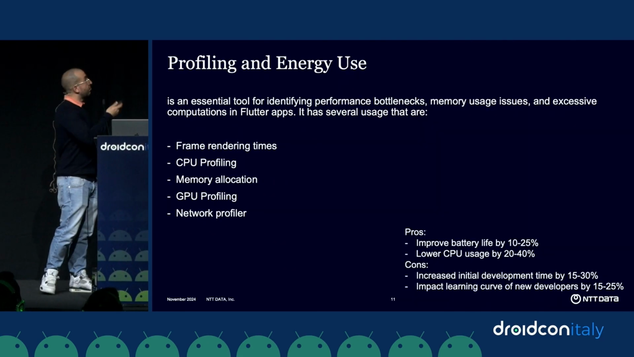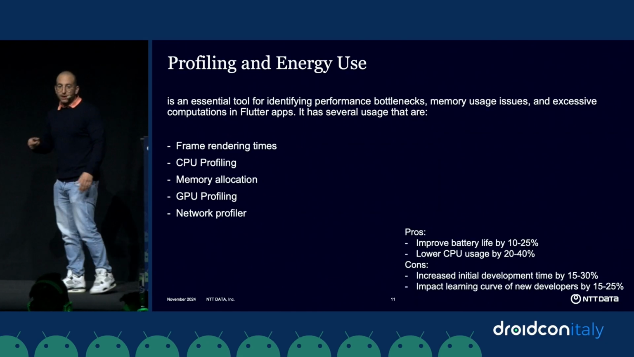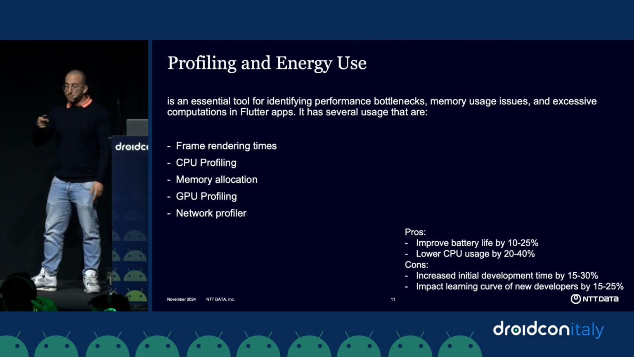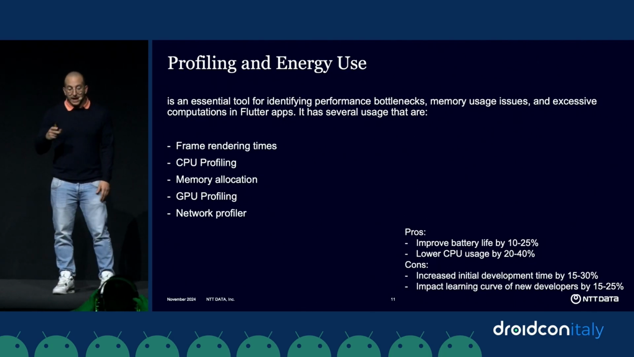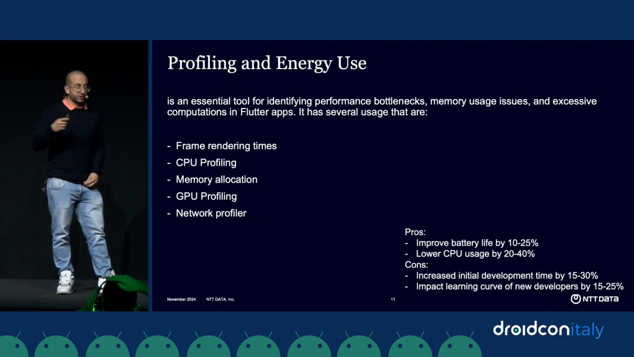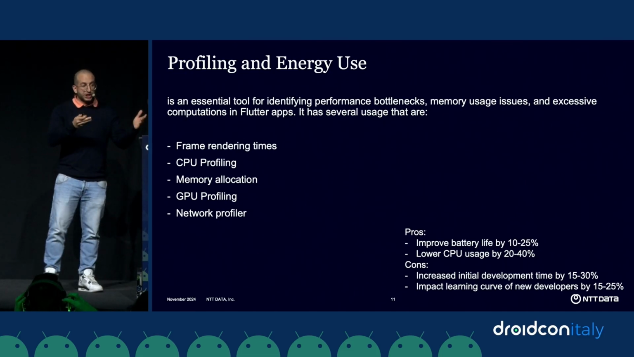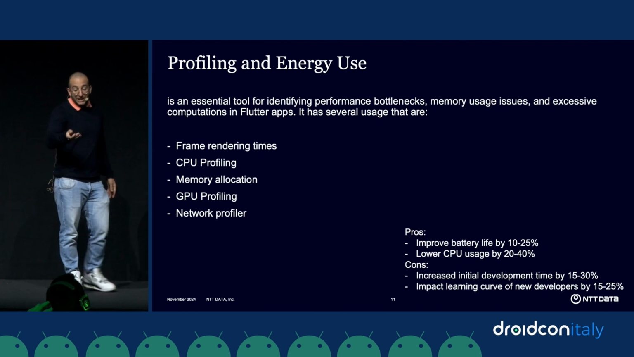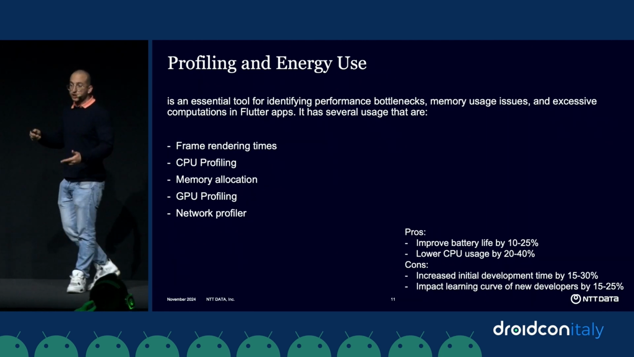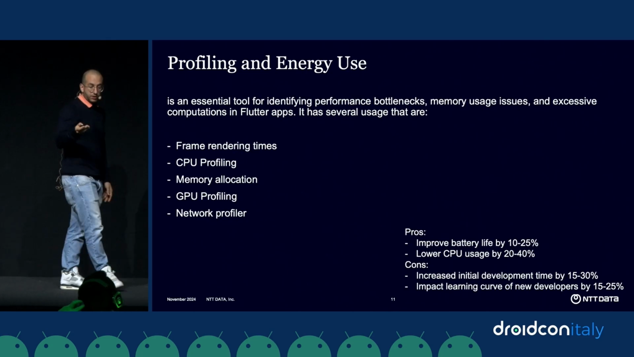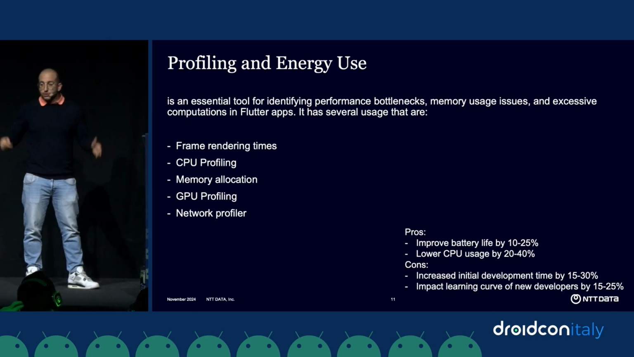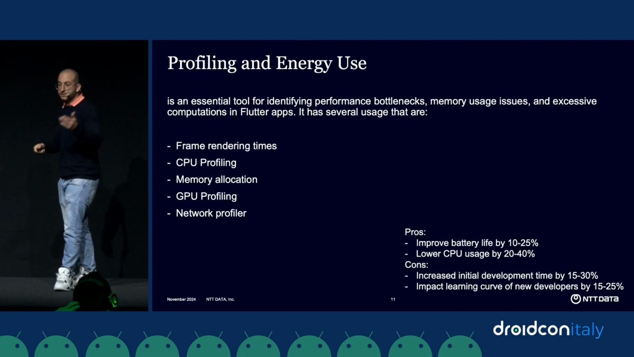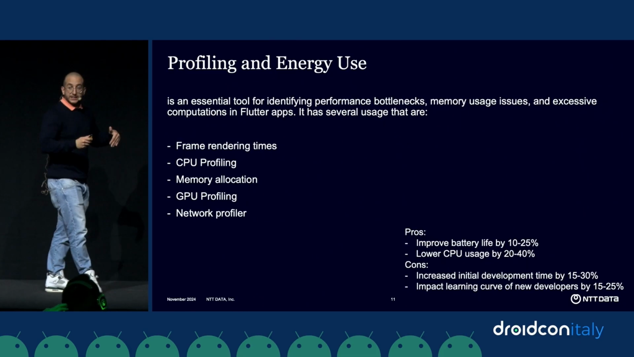Now I'm showing you some pros and cons based on my experience and my colleagues' experience of following these steps. We can improve battery life by 10-25% and lower CPU usage by 20-40%. This is not for our machine or our device, but for the user's device. On the cons, we increase the initial development time by 15-30% and also impact the learning curve of new developers. But in a consultant way of thinking, if every project has the same architecture and the same state management, these cons will decrease every time.